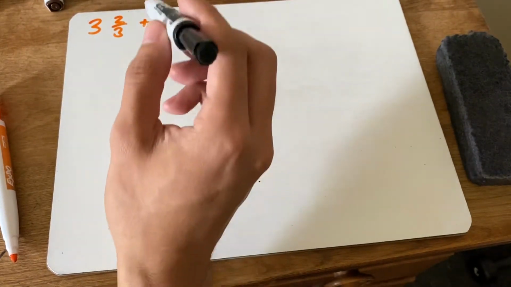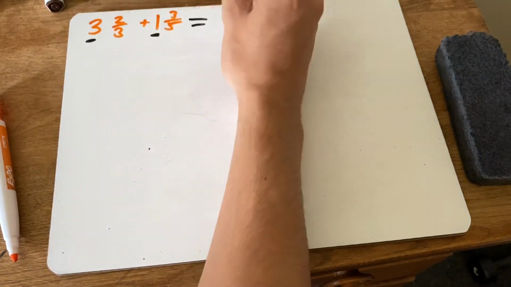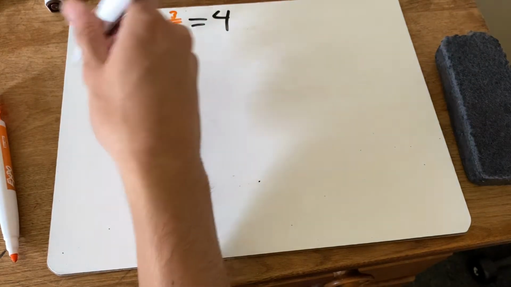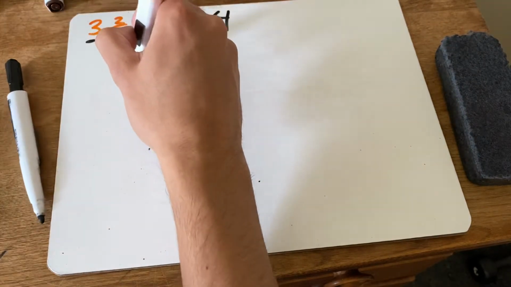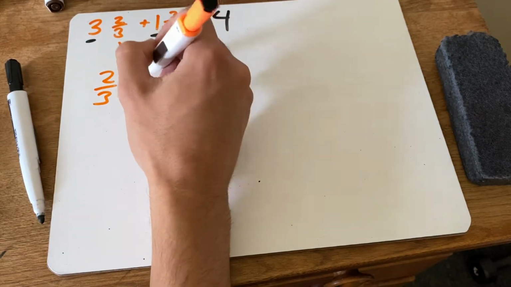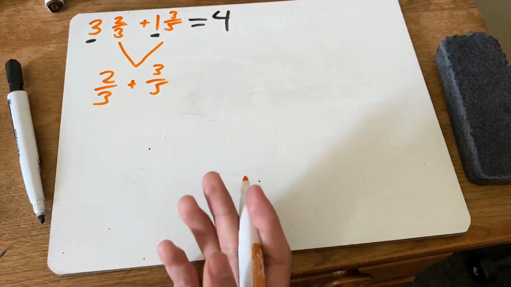But first, let's go ahead and just add up our whole numbers. 3 and 1. 3 plus 1, that's 4. We'll worry about that 4 later, all right? Next up, let us drop our fraction 2 over 3 plus 3 over 5. All right, and now it becomes a lot more doable.